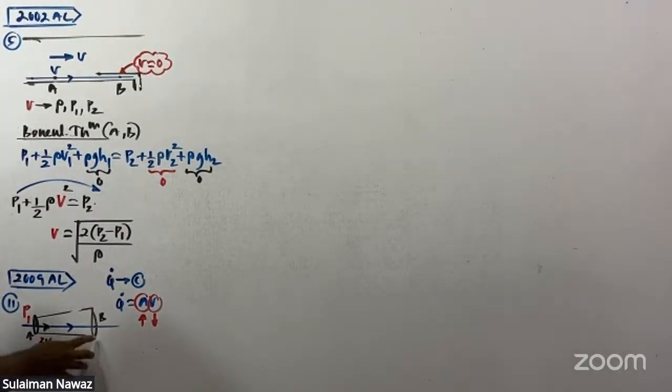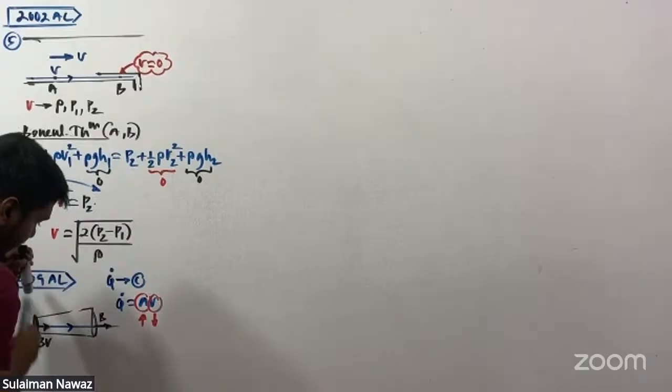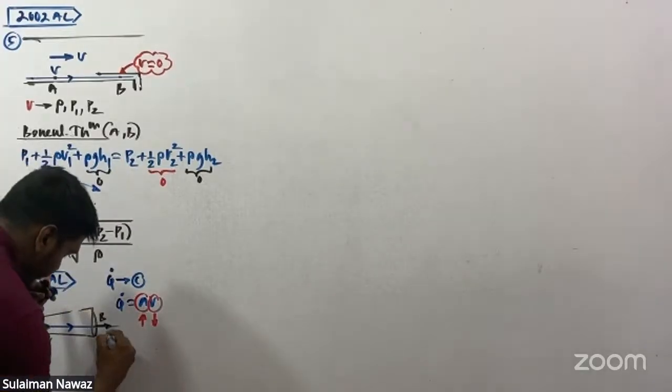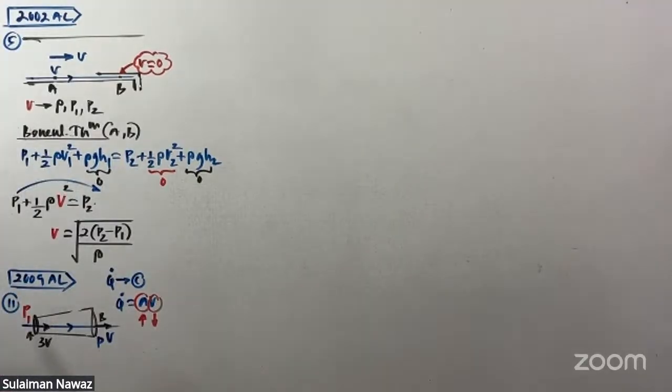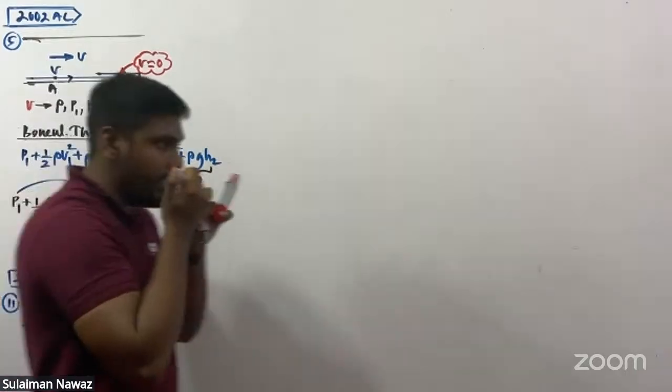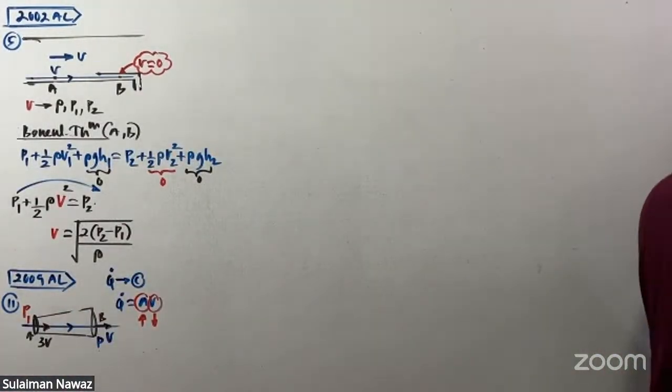Then larger cross-sectional area means the velocity of the fluid at point capital B is going to be lesser. That velocity they have given as capital V, and the pressure corresponding to point capital B is given as capital P. I want to find P1 in terms of the given data, P and V. That's my target.